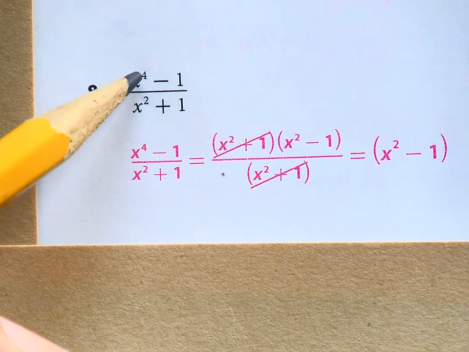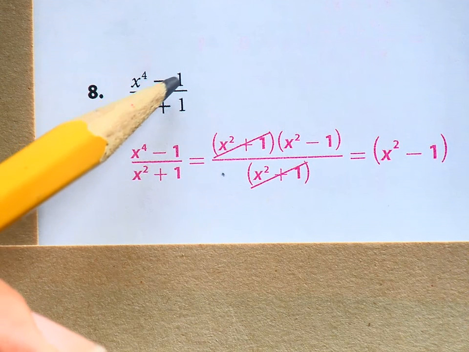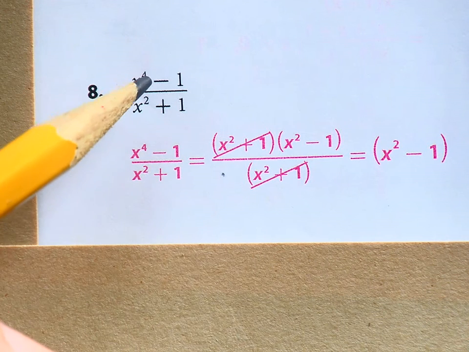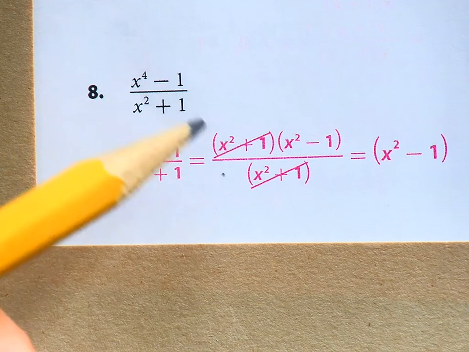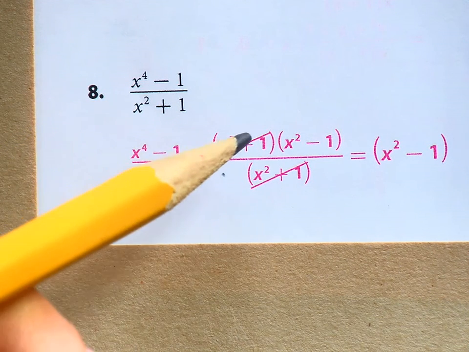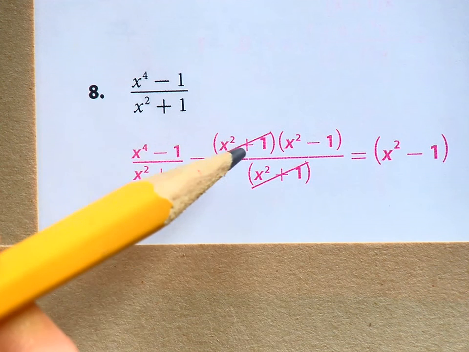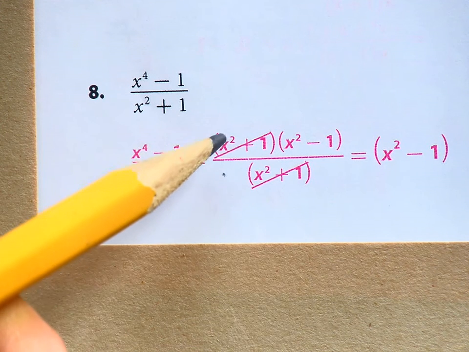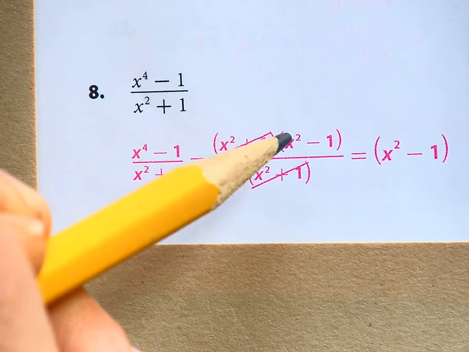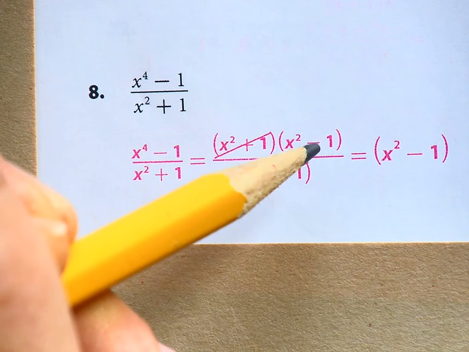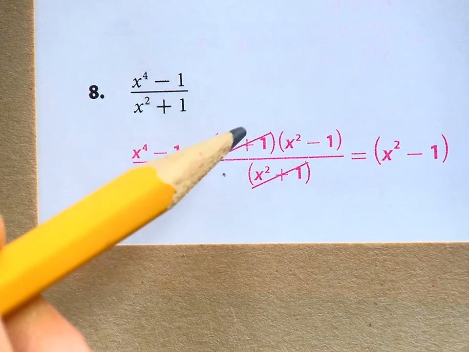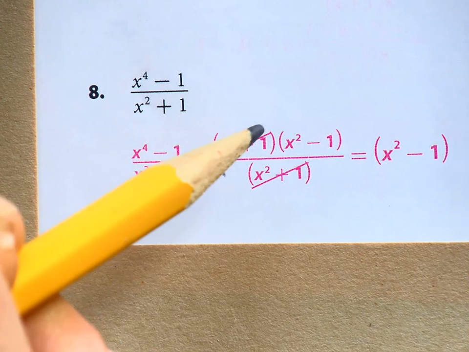So x to the 4th is a perfect square. 1 is technically a perfect square, and since this is subtraction, you have what's called the difference of two squares, which means they're going to be basically the same binomials, but they have an add and a subtract, so there's a difference. They're going to be subtracting.